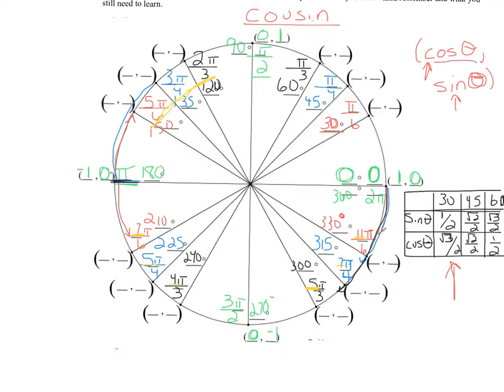So since x on the unit circle is cosine of theta, my x value for 30 is radical 3 over 2. And my y value, the sine value, is 1/2. So I'm actually going to finish all of those points that are red or related to 30 now. So every one of them is going to be exactly the same, except for one little thing that we talked about in the first lesson.